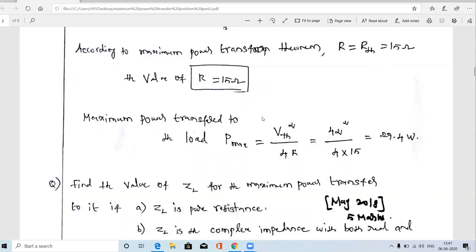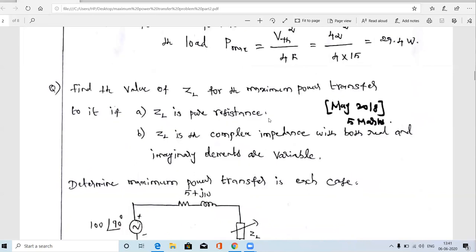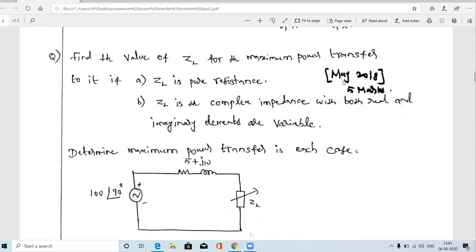This is one problem, an 8-mark question. And there is another one, the same May 2000 question, a 5-mark problem. It is a simple problem. This problem is also asked as a 2-mark question. So you see, find the value of ZL for maximum power transfer.